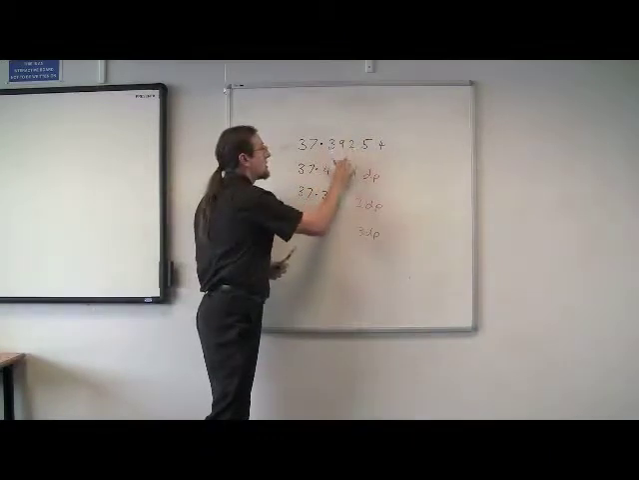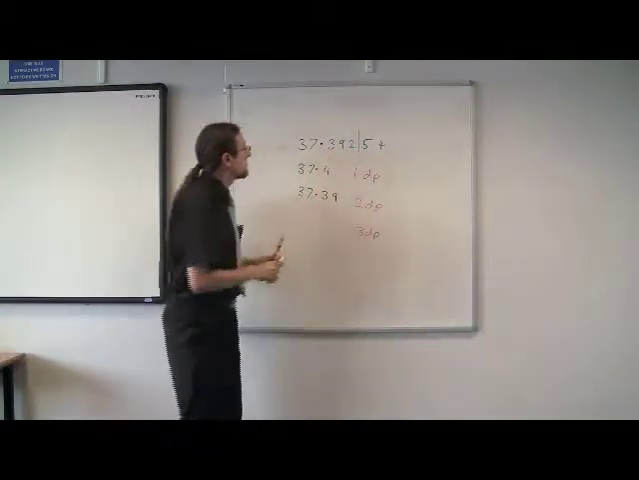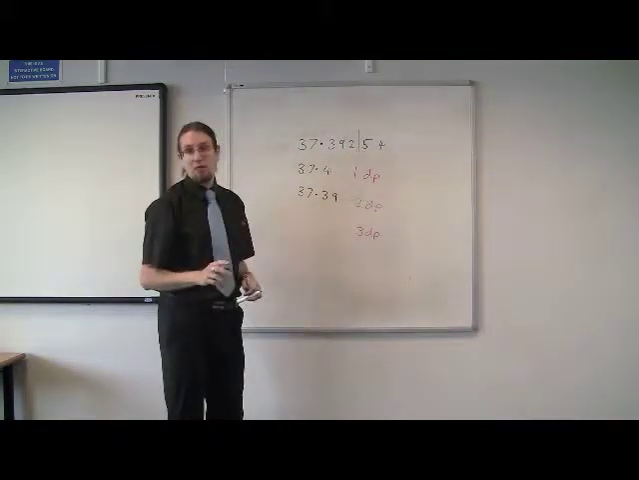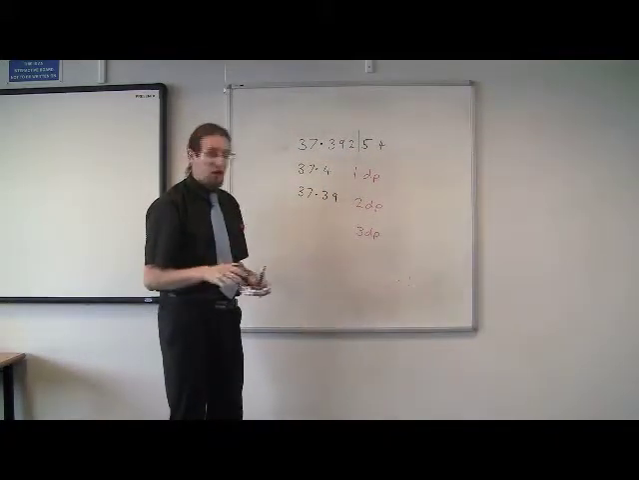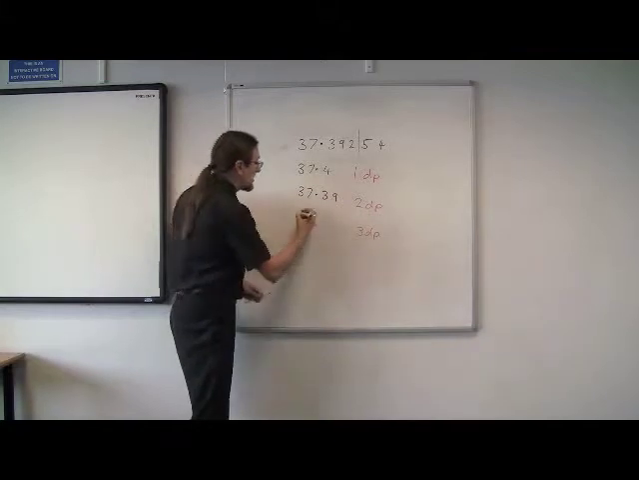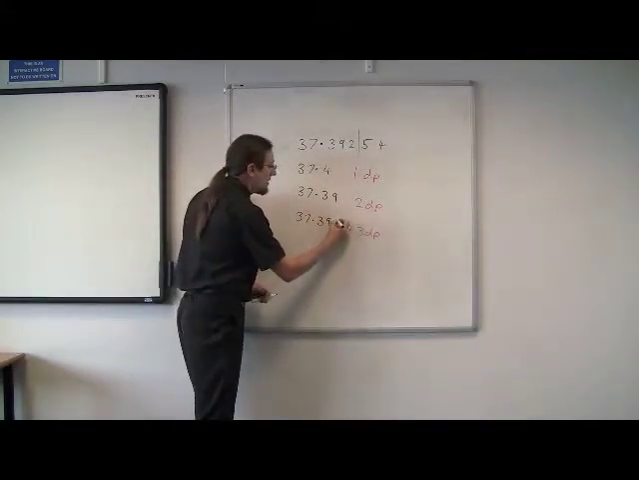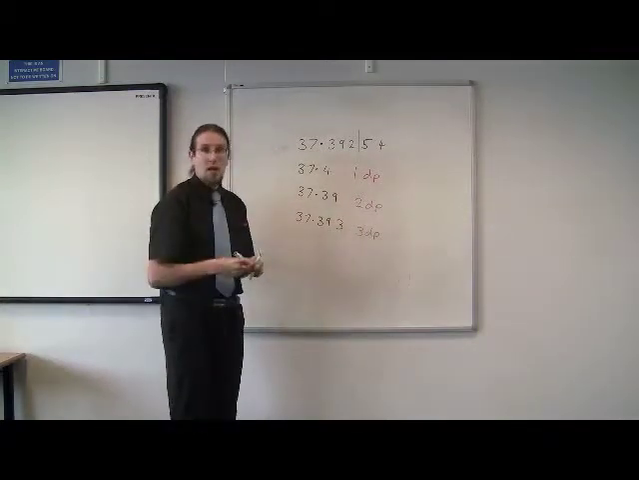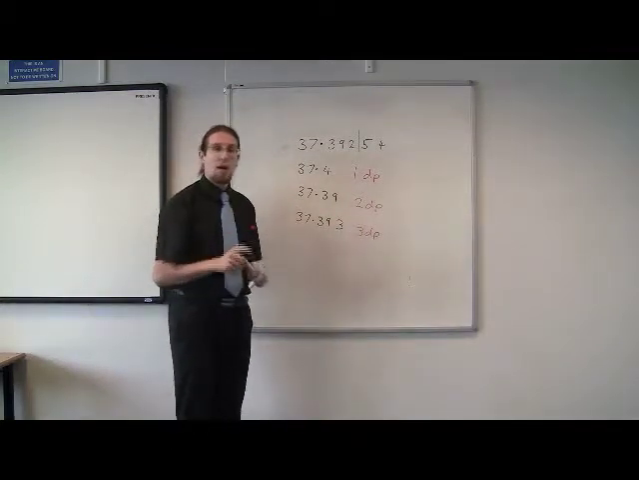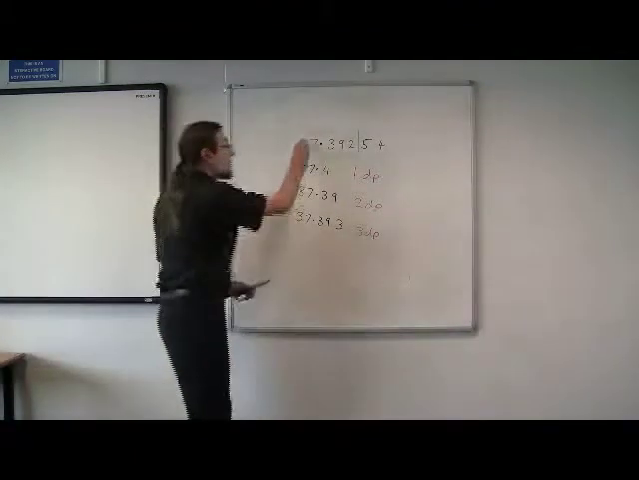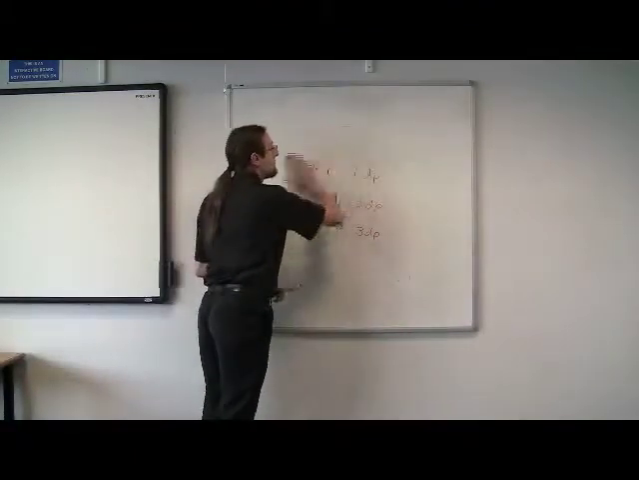3 decimal places. The 2 is followed by a 5, and here's where you have to remember the rule. If it's a 5, you round up. So we have 37.393. Now that's all we really have to remember. However, there are the odd instances where it can be a little bit trickier.